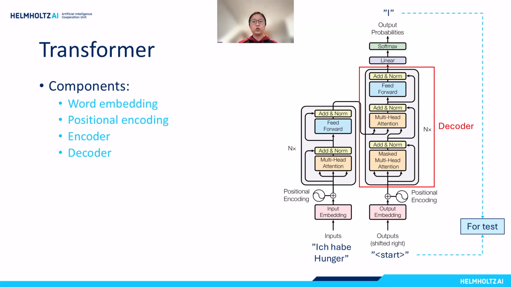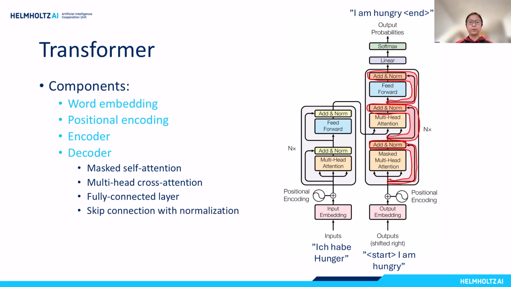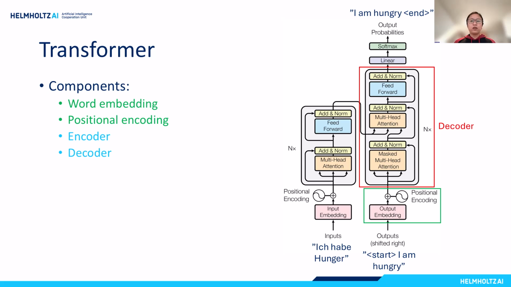For testing, since we do not know the ground truth, the input is the previous English words that have been translated, and the output is the next English word. Each decoder block consists of masked self-attention, multi-head cross-attention, fully connected layer, and skip connection with normalization. Like the encoder input, the decoder input is also converted to vectors using word embedding, and positional encoding is added. We can have n blocks of decoder too.